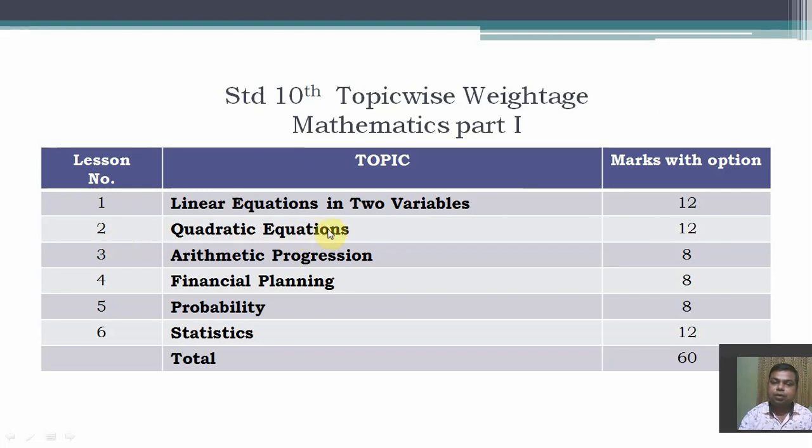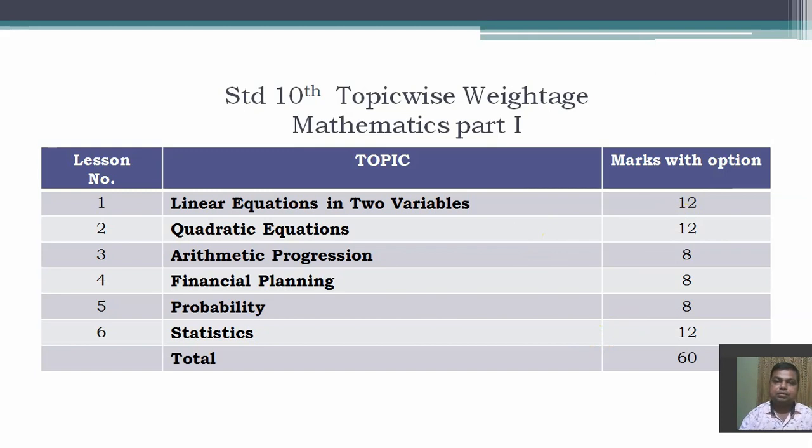Lesson 2 quadratic equation. It carries 12 marks. Lesson 3 arithmetic progression. It carries 8 marks. Lesson 4 financial planning 8 marks. Lesson 5 probability 8 marks. Lesson 6 statistics 12 marks and total marks with option 60, and you have to attempt question paper of 40 marks. See this marks wise weightage, you can note it down in your notebook. This is marks wise weightage for Mathematics Part 1.